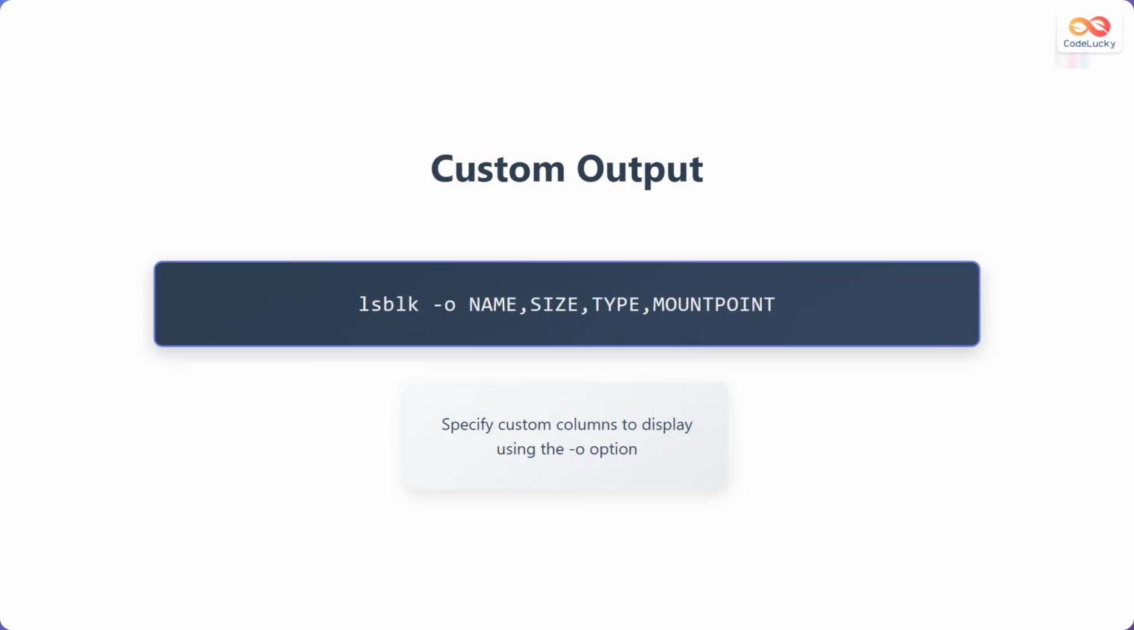You can customize the output of the lsblk command by specifying the columns you want to display with the -o option. For example, lsblk -o NAME,SIZE,TYPE,MOUNTPOINT will display only the name, size, type, and mount point of each block device.